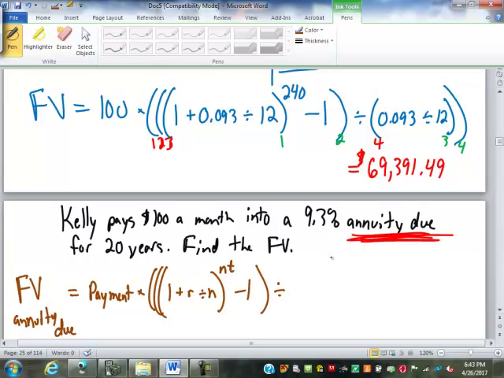Still divided by R divided by N, close and close. Hey, so far that looks really familiar. That's actually the whole formula for the ordinary annuity. The annuity due tacks onto the end times 1 plus R divided by N. That's it.